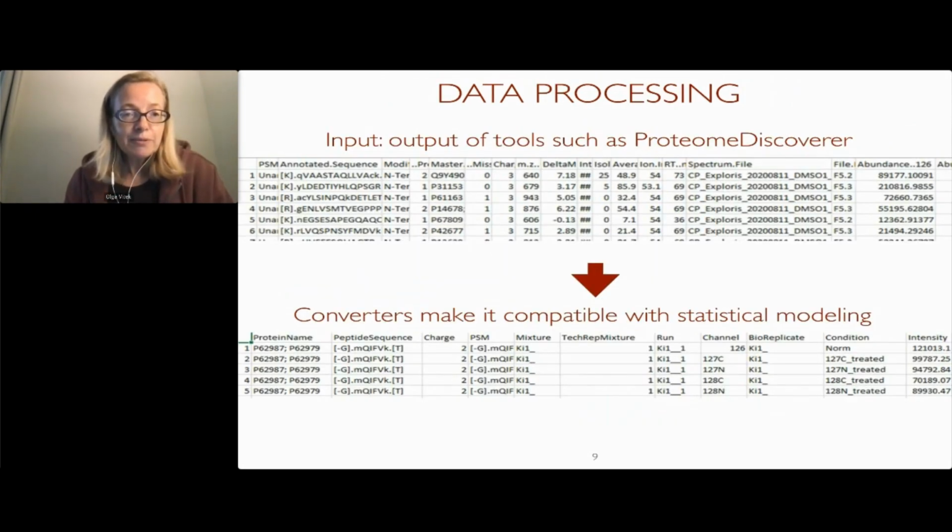So the input to MStats is the output, for example, of Proteome Discoverer. So here we have one line per feature intensity, and then the feature intensity is annotated with things such as protein name, peptide sequence, charge, from which mixture it came, from which run, in case we have multiple injections of the same mixture, and so on. So this would be the workflow of the converter, and again, it would include various types of filtering.